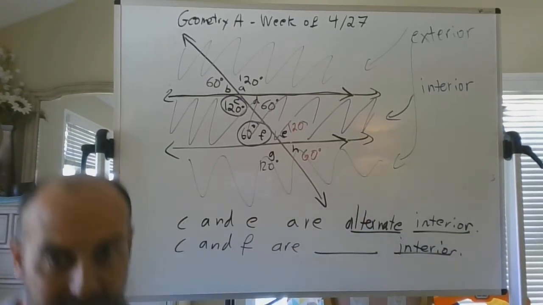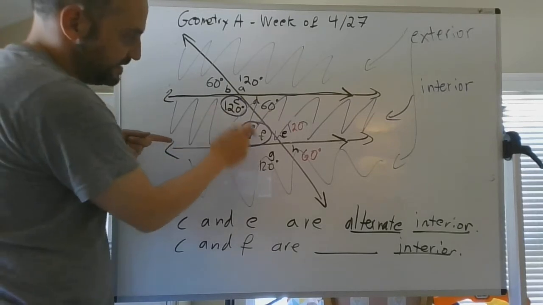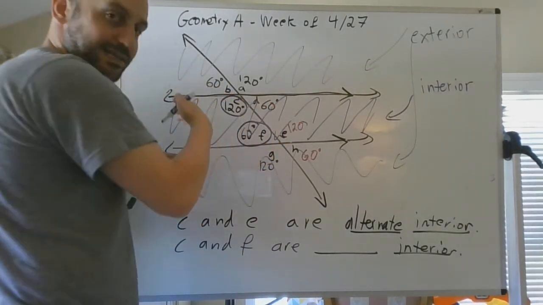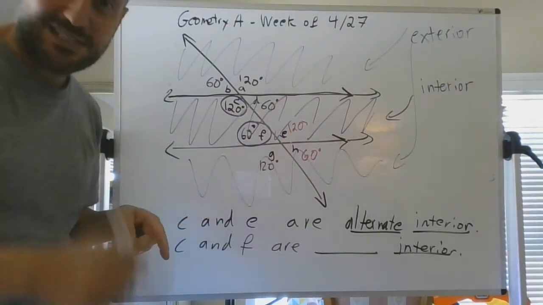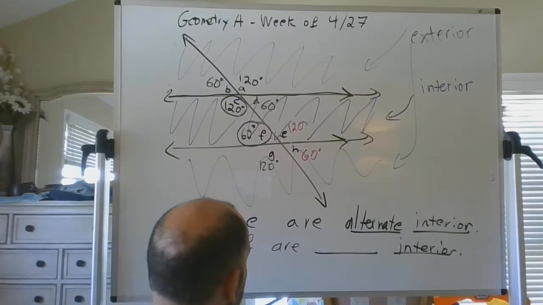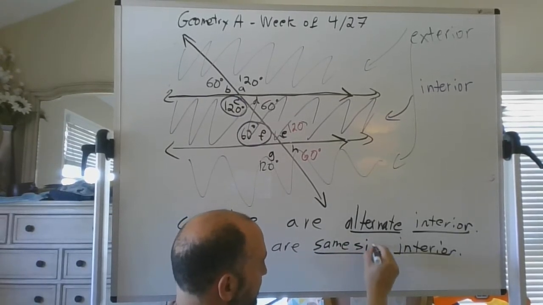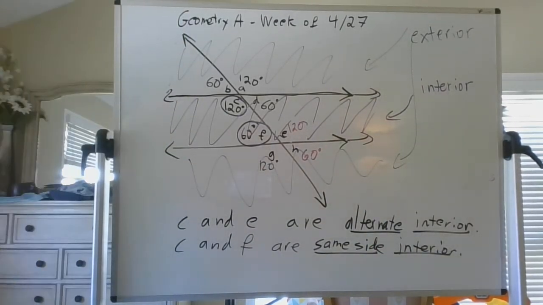Okay, but this time they're both on the left side. You see that? You see this line right here? C and F are both on the left side, not one on the left, one on the right. No, they're both on the left side, so they're on the same side. So that's actually what it's called. C and F are called same side interior. Those are same side interior. Okay?